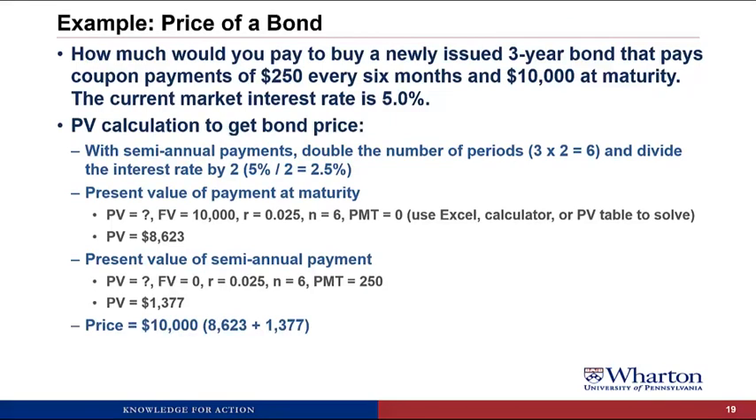$1,377. So the price of the bond, the amount that you're willing to pay, would be the present value of the payment at maturity, $8,623, plus the present value of that annuity, $1,377, which would equal $10,000, which just so happens to be the same value as the payment at maturity. When we talk about bonds, we'll explain why that's the case. But before we do that, let me pop out to Excel to show you one more thing.